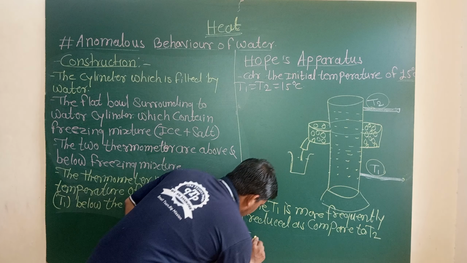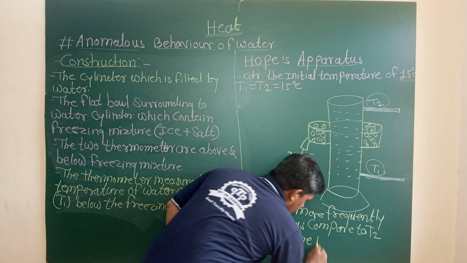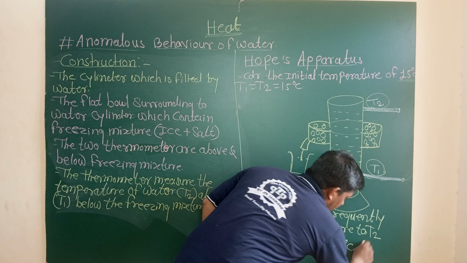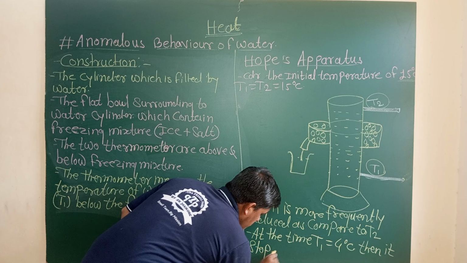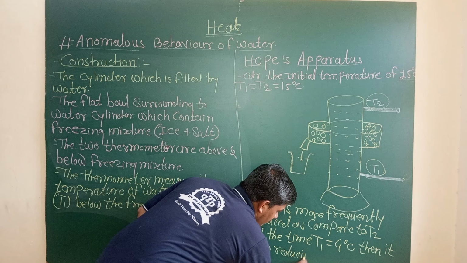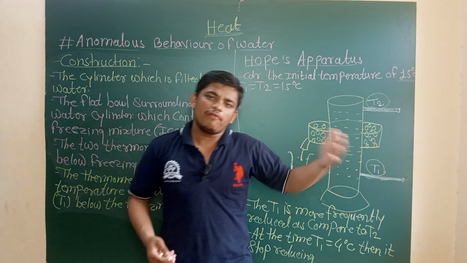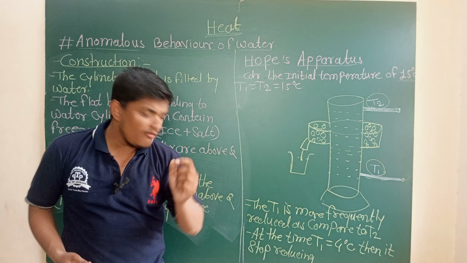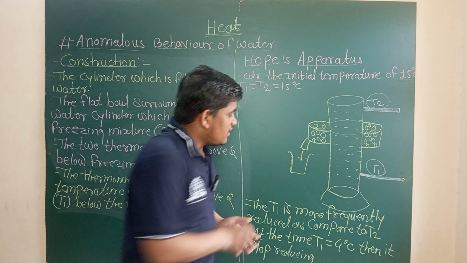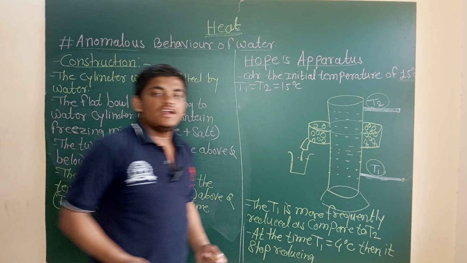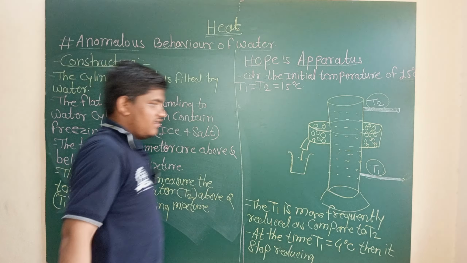And at the time T1 is equal to 4 degrees Celsius, it stops reducing. The temperature T1 decreases quickly from 15 degrees Celsius to 4 degrees Celsius. At 4 degrees Celsius, T1 stops decreasing, and after that T2 decreases from its current value to 4 degrees Celsius. Again it goes to 0 degrees Celsius.